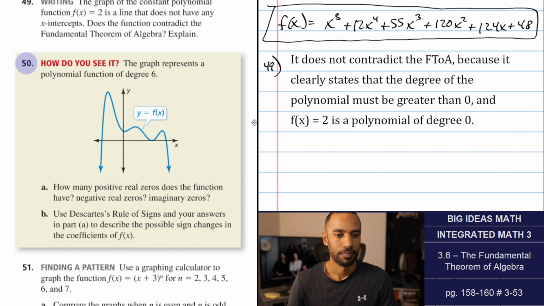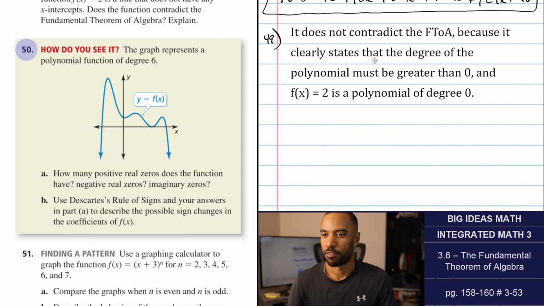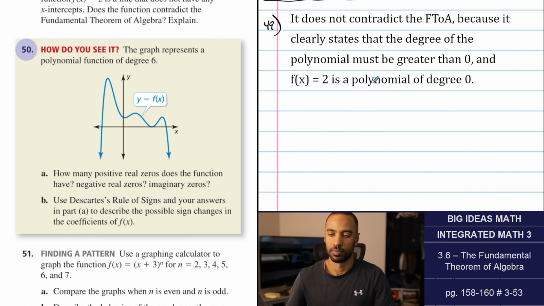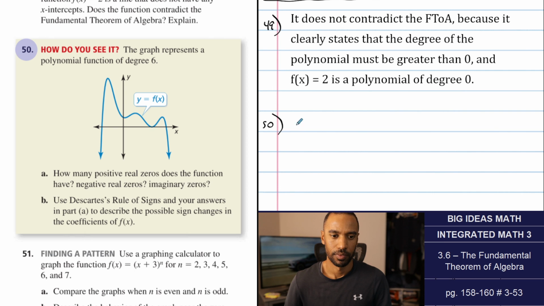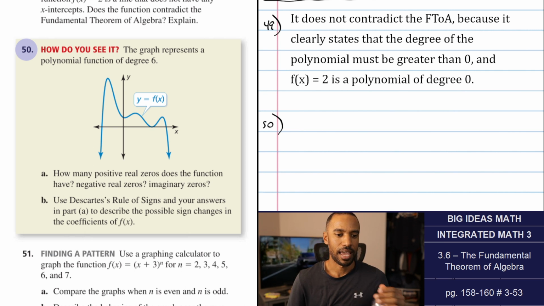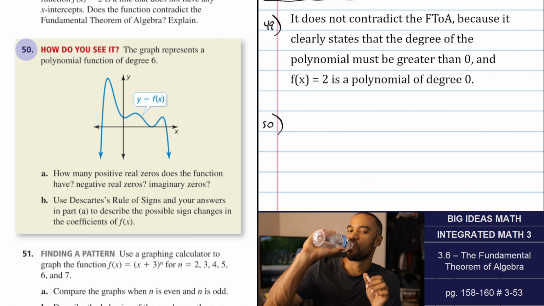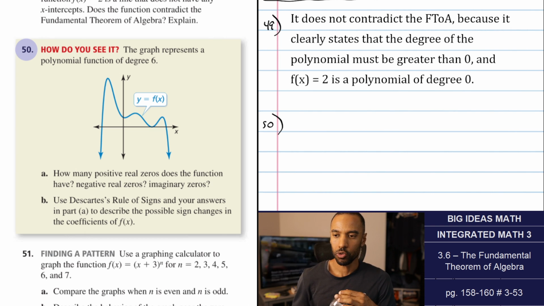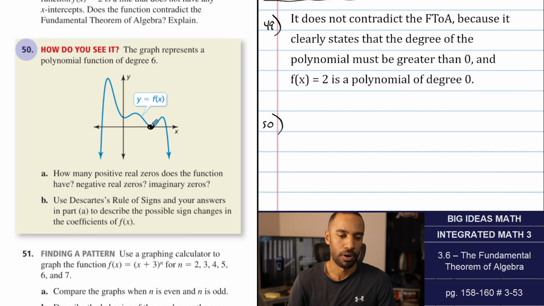Number 50. The graph represents a polynomial function of degree 6. How many positive real zeros does the function have? Negative real zeros, imaginary zeros. So it's a bit tricky just because of this bounce off thing right here. And this is what I was stating before. There's no telling whether this is degree 2 or degree 4, but it is an even degree. This is degree 1, this is degree 1.